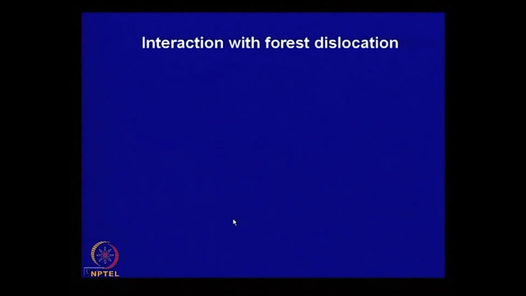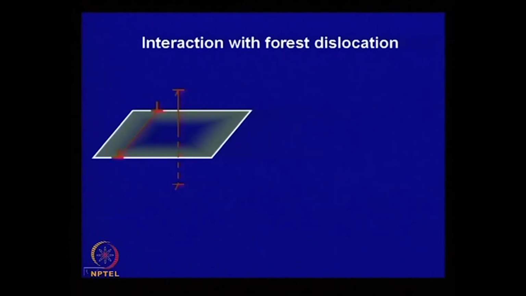Now, we have understood so far that dislocations have their own stress field. So, if one dislocation comes close to another, the elastic stress fields will interact with each other. Now, crystals have several dislocations. Suppose this is a slip plane in the crystal, and you have edge dislocations threading through this slip plane like trees. This is perpendicular to the slip plane. This is an edge dislocation.